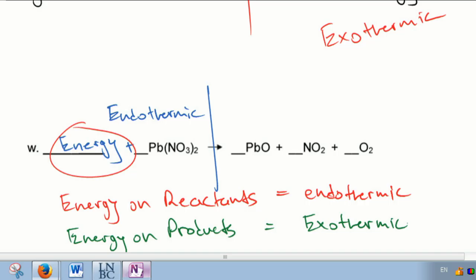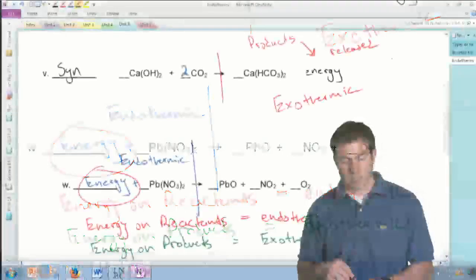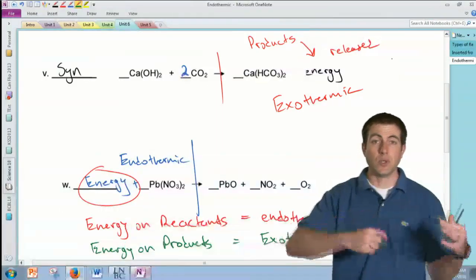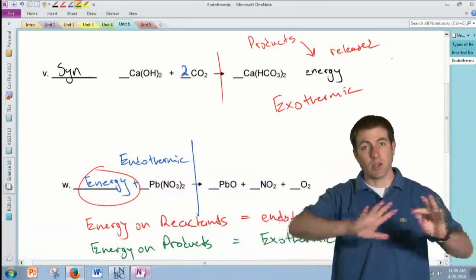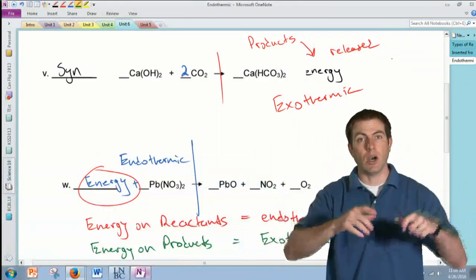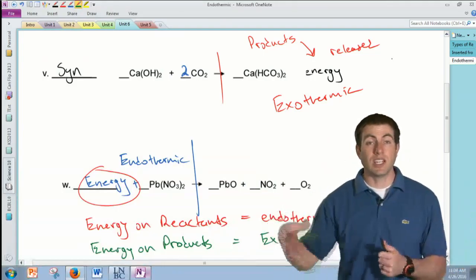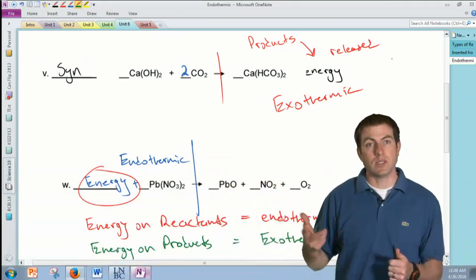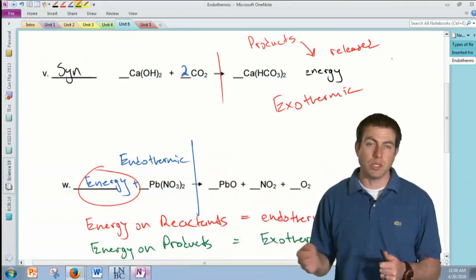Another way we can describe these types of things is, you remember when I did the elephant's toothpaste and all the bubbles came up and I'm like, oh, you guys can see the steam, it's really hot. Well, the reaction proceeded, it got hotter, so that means it was an exothermic reaction, energy was released.